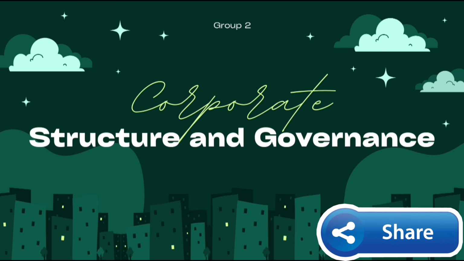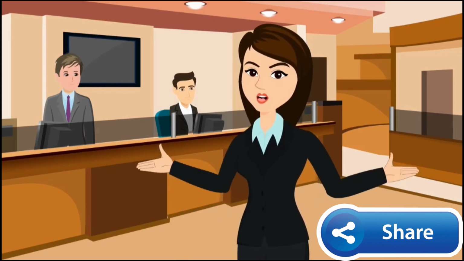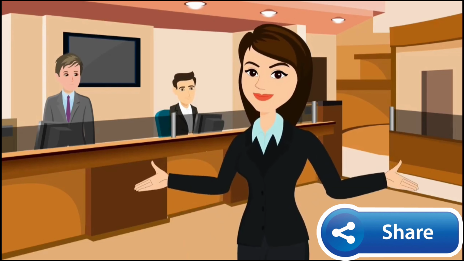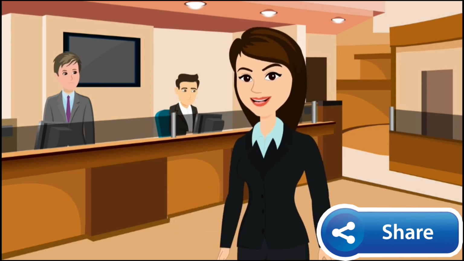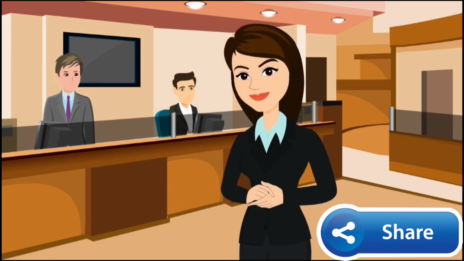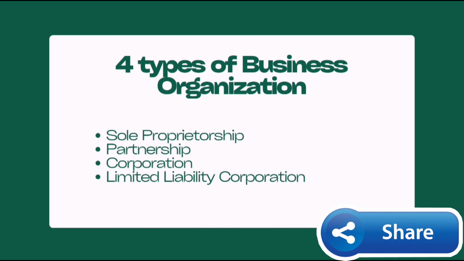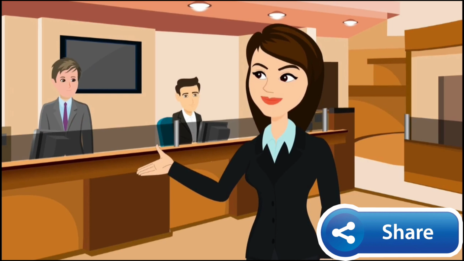Corporate structure and governance. Business structures. The functions of most executive teams are very similar for most businesses, and they will not differ in any significant manner based on how they may be structured or organized. There are four types of business organization: sole proprietorships, partnerships, corporations, and hybrids, such as limited liability companies and limited liability partnerships. So what is a sole proprietorship?